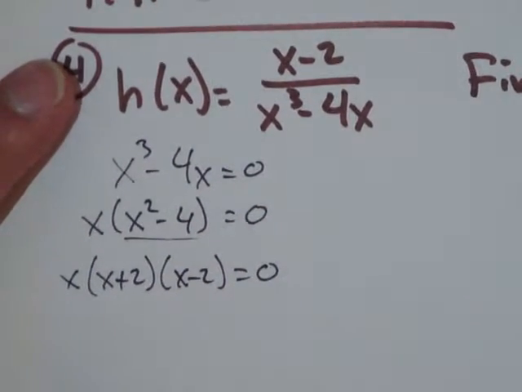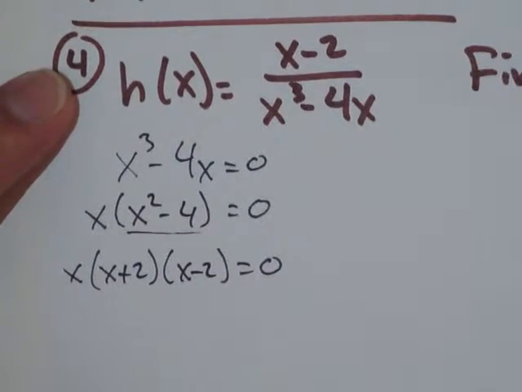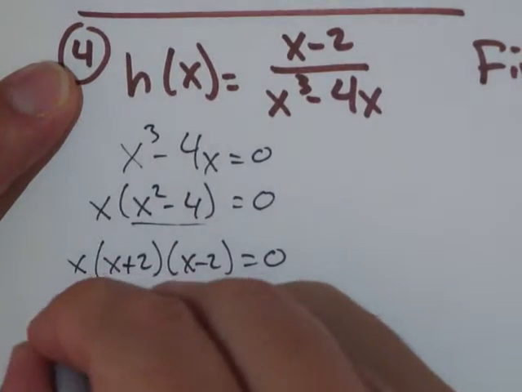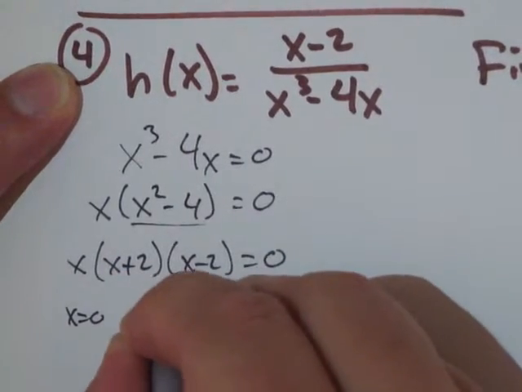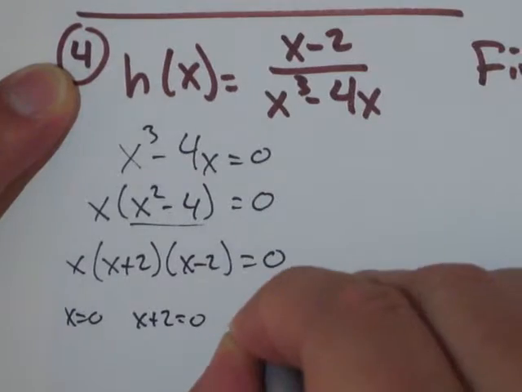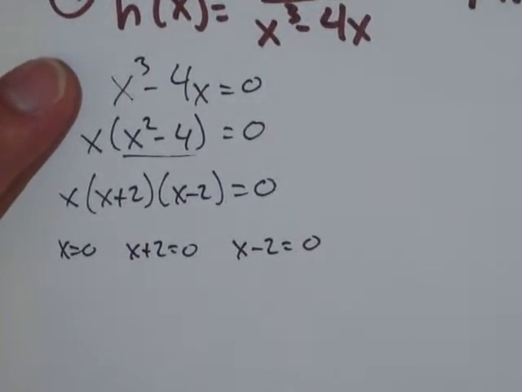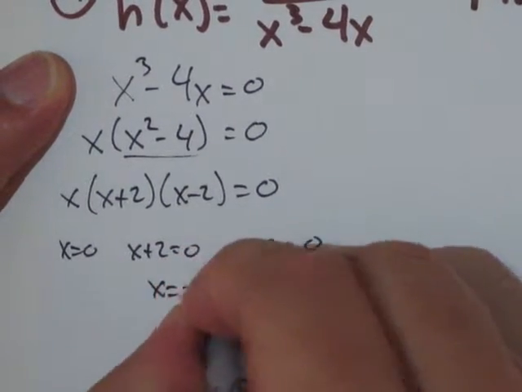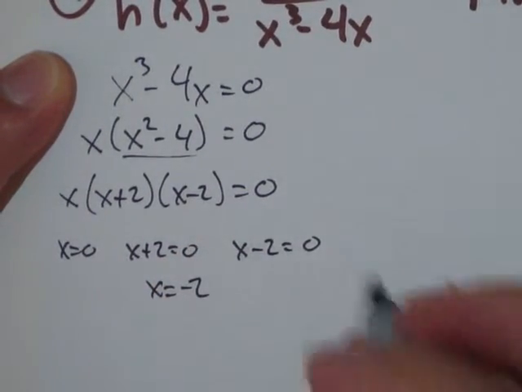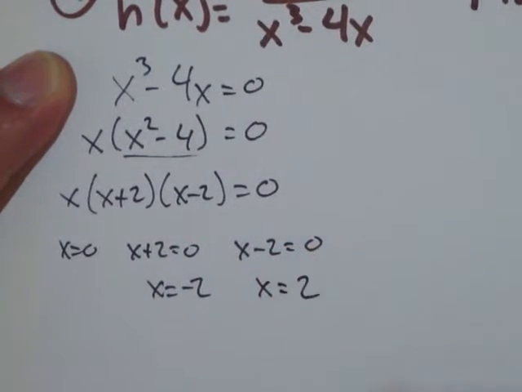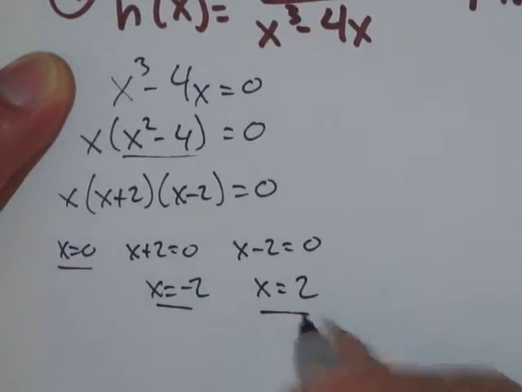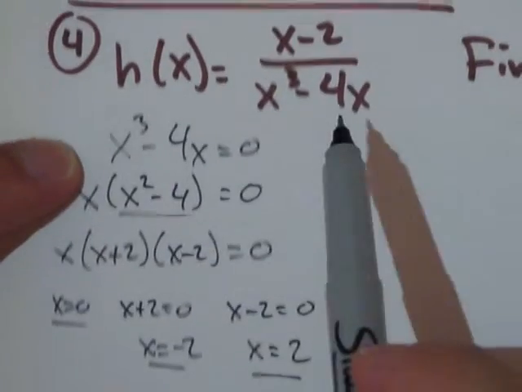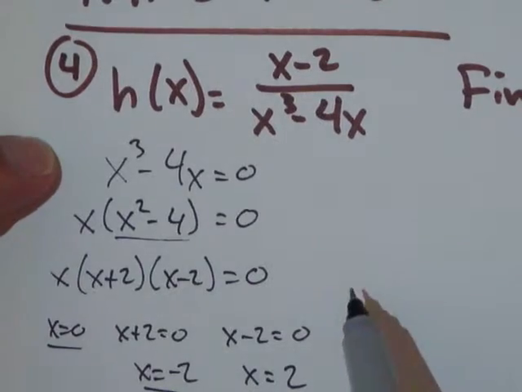And just like when we were solving for a parabola or solving a quadratic equation, we can set each one of these equal to 0. And so we'll get x equals 0, x plus 2 equals 0, and x minus 2 equals 0. And then figure out each one of these. So x plus 2 equals 0, that comes out to x equals negative 2. X minus 2 equals 0, it turns out that x equals a positive 2. So these three values right here are not allowed to be in the domain. Any one of these three values gets plugged into here, it would make this denominator equal to 0.